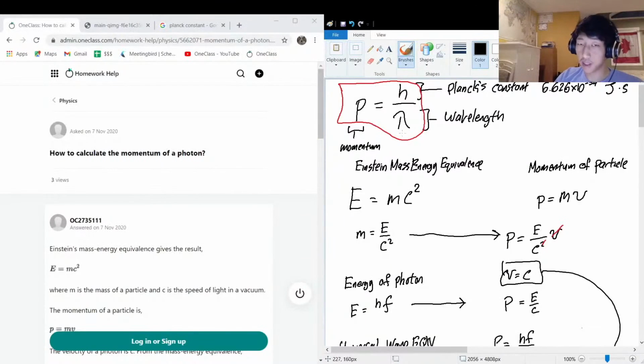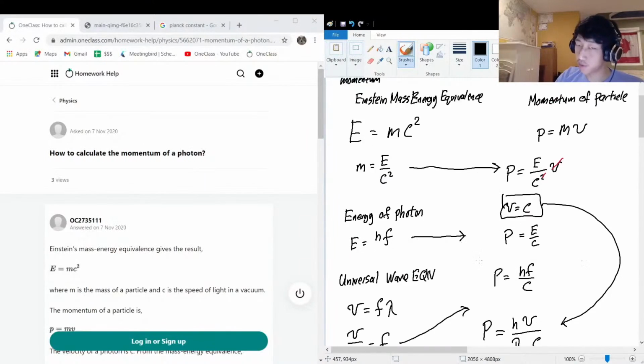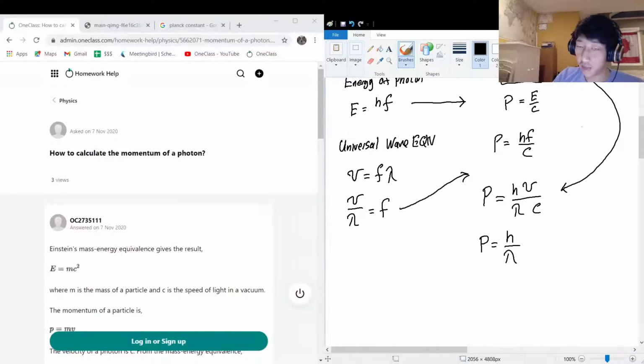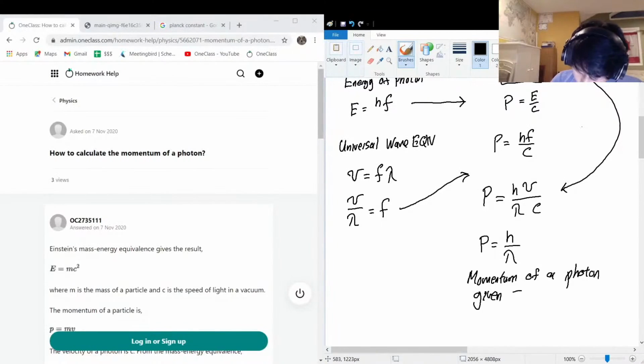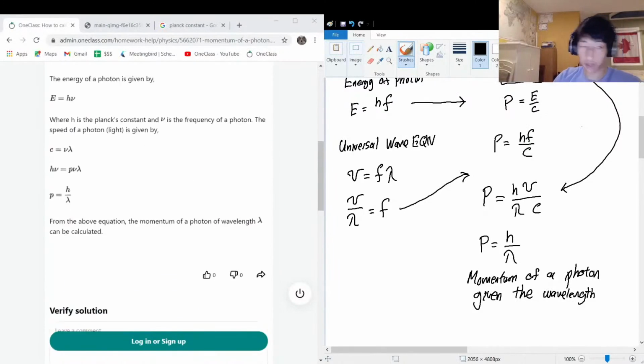So you can see where that equation comes from. We combined a lot of different ideas: mass energy equivalence, momentum of a particle, energy of a photon, and the universal wave equation. Put all those puzzle pieces together, and then we can get here: momentum of a photon given the wavelength. Spelling. So that's exactly how we came across this.